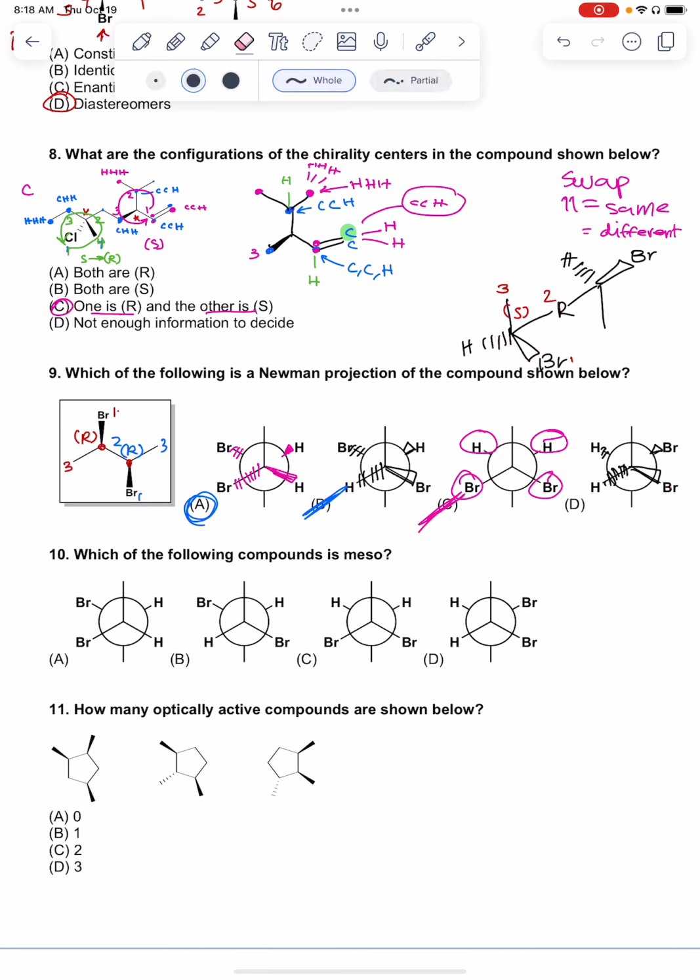So it is S. Let's do this one. 1, 2, 3. 1, 2, 3. H is in the back. This looks S. It is S. So this can't be right either. So that's how I would go about this.